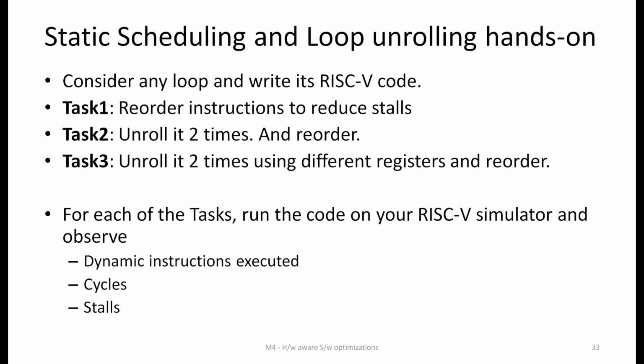After completing each task, run the code on the RISC-V simulator that you have developed and see how many instructions have been executed, how many cycles they have taken, and of them how many stalls there are. We would expect that the number of stalls for task 3 would be less than task 2, which would in turn be less than task 1. I hope you will be able to make the observation yourself. This would give a good intuition on why static scheduling and loop unrolling would be helpful, or how they would be helpful. The more the dependencies in the original loop, the better the effect would be with reordering and loop unrolling.